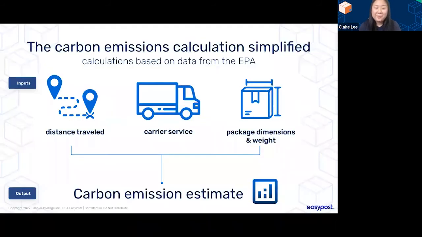All right, I know what everyone's thinking. You're wondering, how are we calculating the carbon emissions for every shipment? So our API takes in a few different factors. We take inputs such as the distance traveled for your shipment, the carrier service you're selecting for the shipment, as well as the package weight and dimensions.